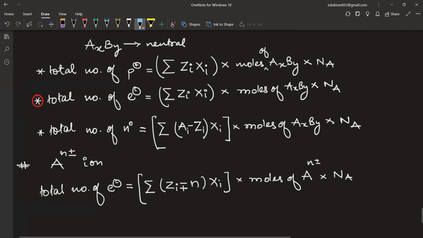Okay, I want your focus here. If you have cation, then you will subtract. If you have anion, then you are going to add the same number of electron. All of you got this? Yes or no? Please tell me. You will write it as it is. Okay. If you have AN positive, then you will do Z minus N.